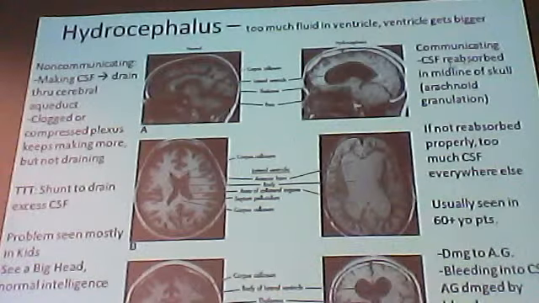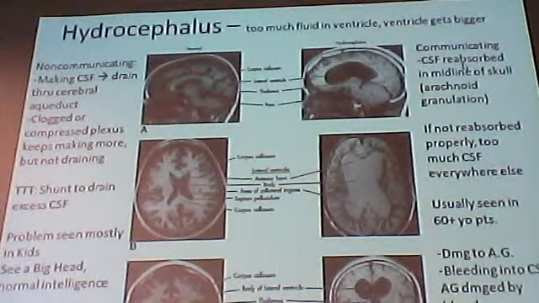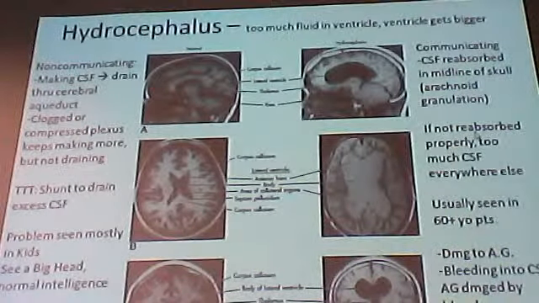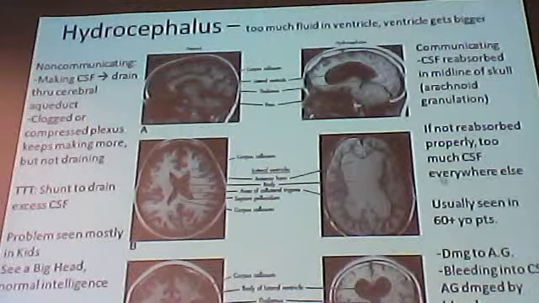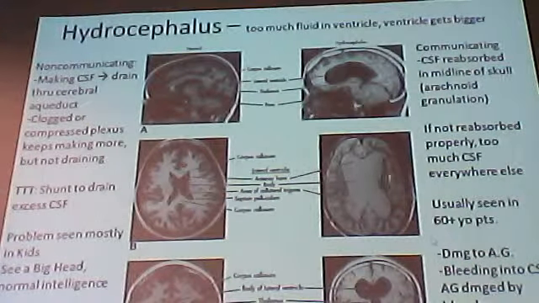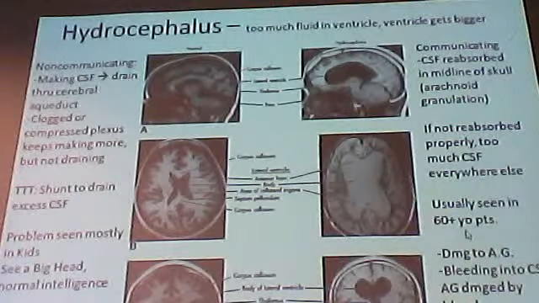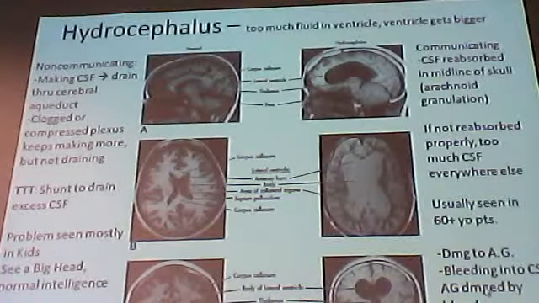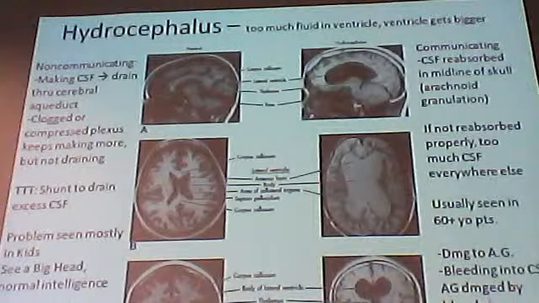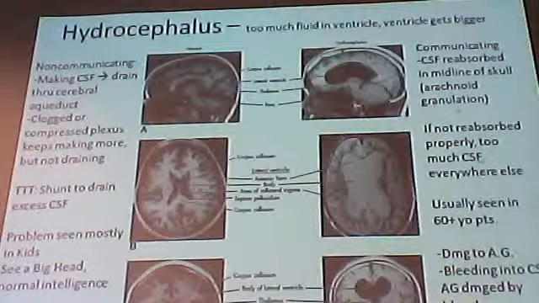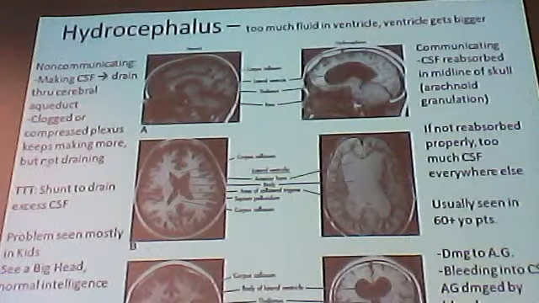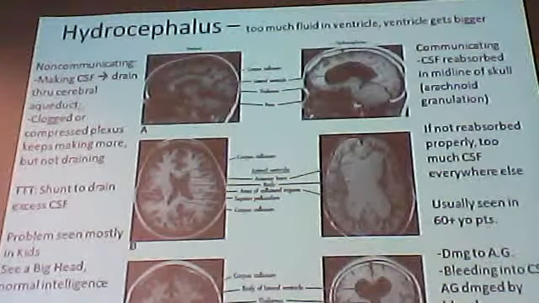Communicating hydrocephalus: the CSF gets reabsorbed in the midline of the skull around the arachnoid granulations, but if it's not reabsorbing properly, then there's too much CSF everywhere else, and it's usually seen in older patients. That's due to damage to the arachnoid granulations. So you bleed into the CSF, and the arachnoid granulations get damaged. So communicating is a problem with reabsorption into the arachnoid granulations, and non-communicating is a problem draining it out through the cerebral aqueduct.